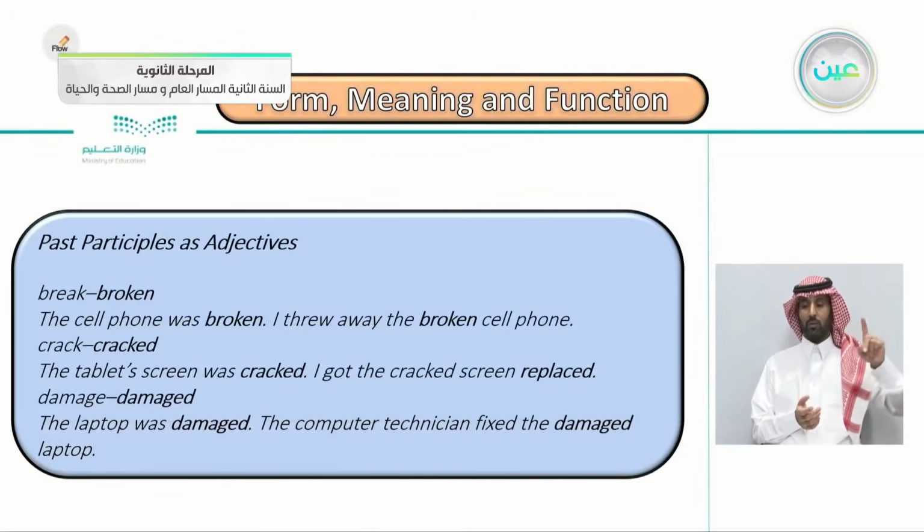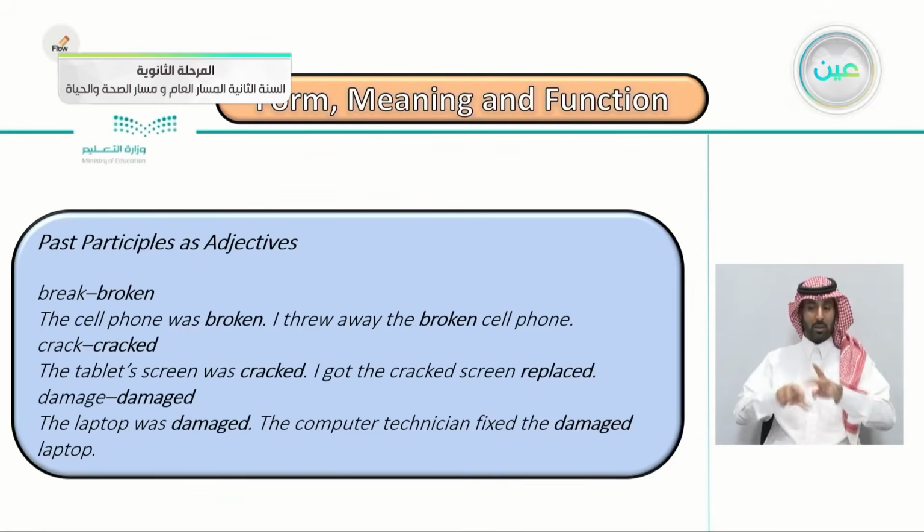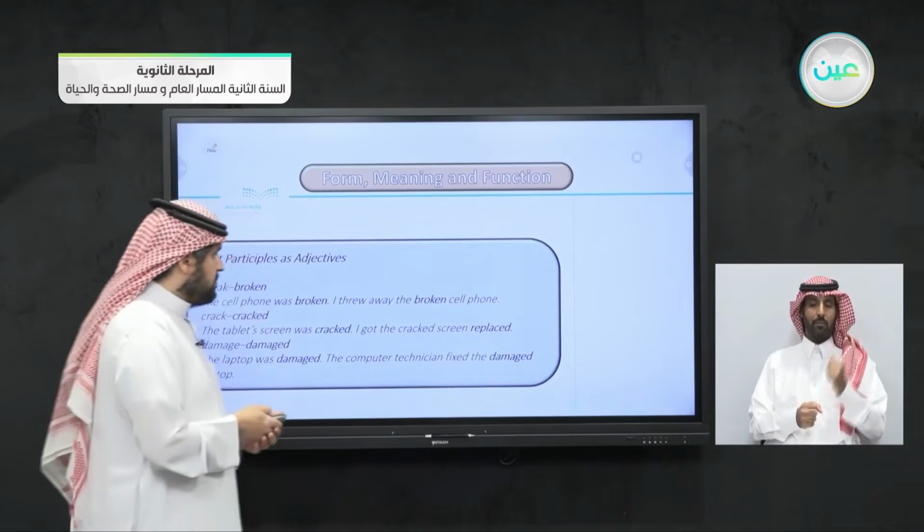Here are the past participles as adjectives. You can use some past participles as adjectives. For example, the past participle broken: break, broken. You can say the cell phone was broken. I threw away the broken cell phone. Crack, cracked: the tablet screen was cracked, or I got the cracked screen replaced. Damage, damaged: the laptop was damaged. The computer technician fixed the damaged laptop. So some past participles can be used as adjectives.